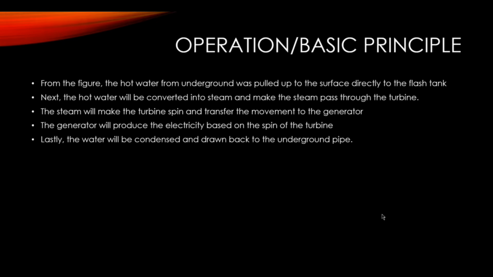Operation and basic principle. From the figure, the hot water from underground is pulled up to the surface directly to the flash tank. Next, the hot water will be converted into steam and the steam passes through the turbine. The steam will make the turbine spin and transfer the movement to the generator. The generator will produce electricity based on the spin of the turbine. Lastly, the water will be condensed and drawn back to the underground pipe.